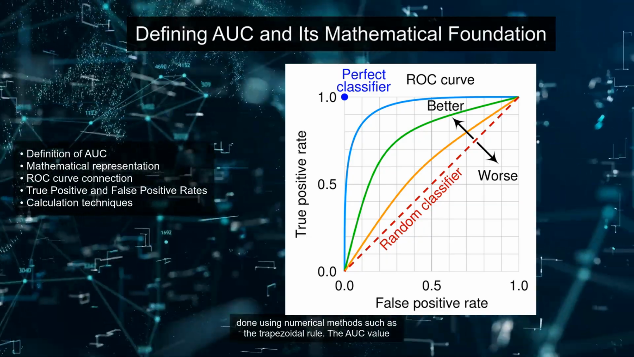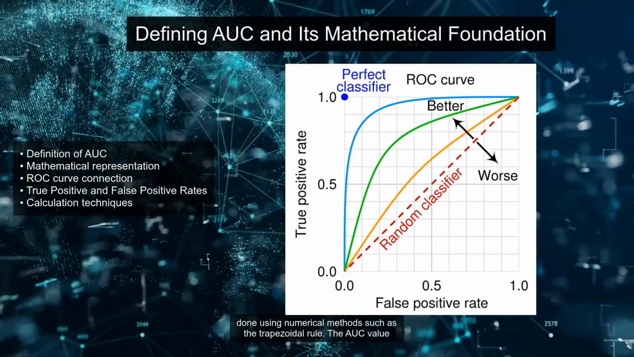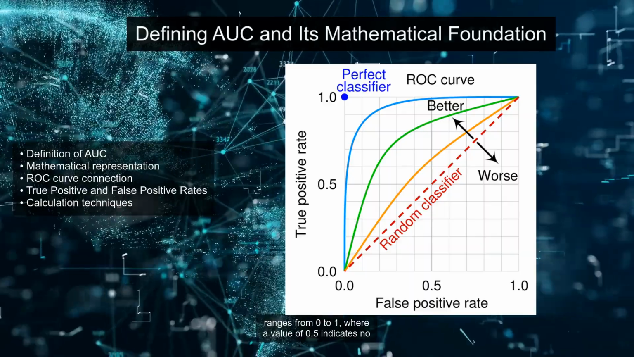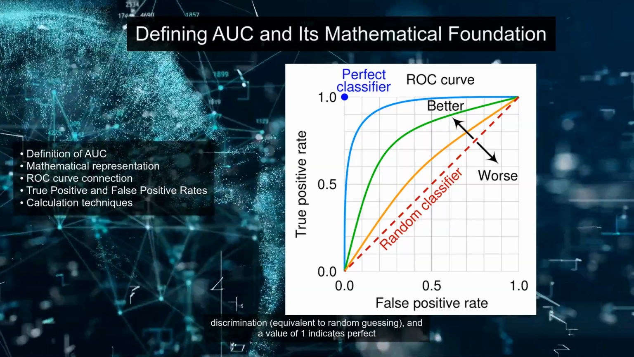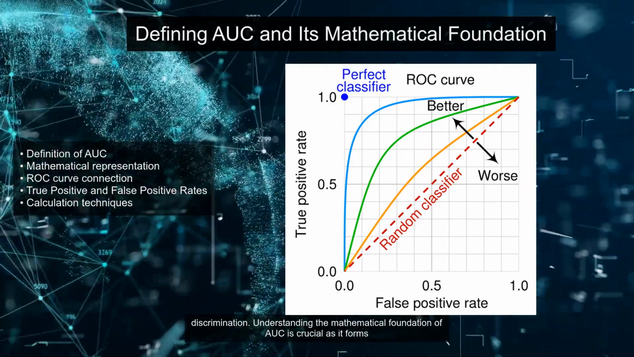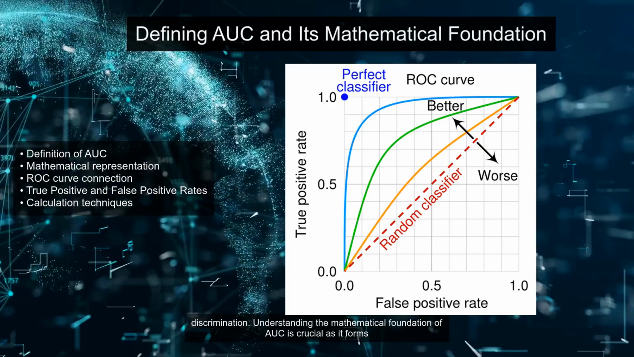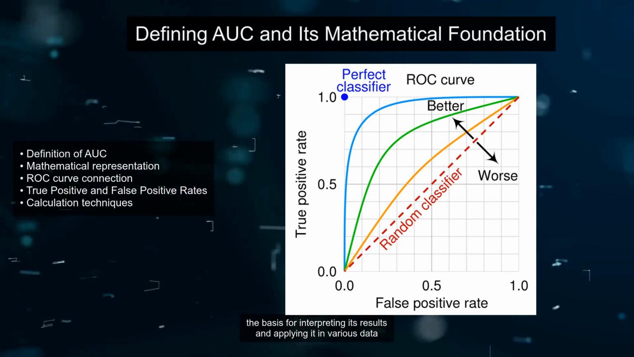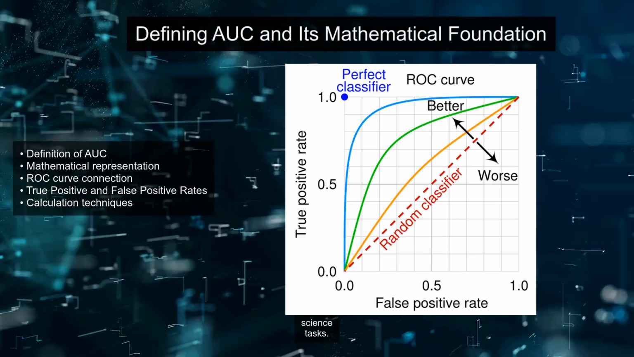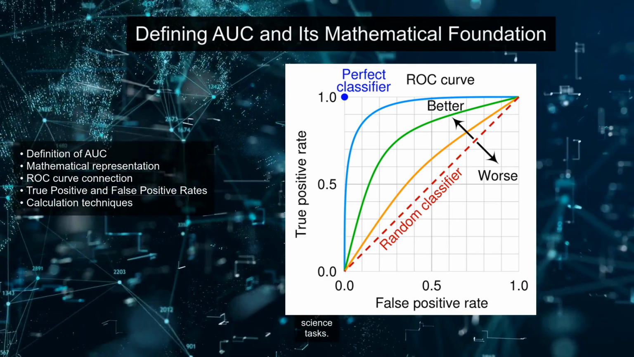Calculating AUC involves integrating the area under the ROC curve, which can be done using numerical methods such as the trapezoidal rule. The AUC value ranges from 0 to 1, where a value of 0.5 indicates no discrimination, equivalent to random guessing, and a value of 1 indicates perfect discrimination. Understanding the mathematical foundation of AUC is crucial as it forms the basis for interpreting its results and applying it in various data science tasks.